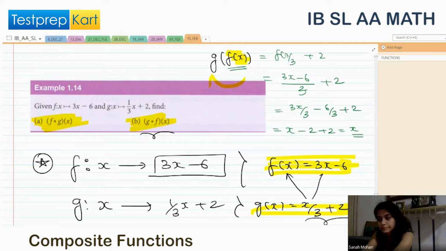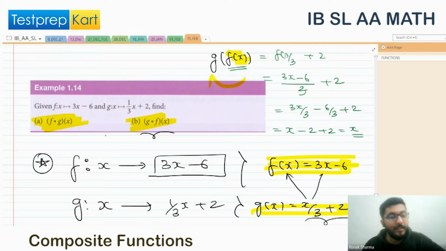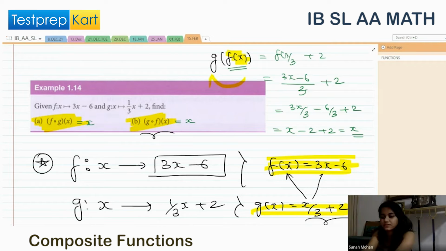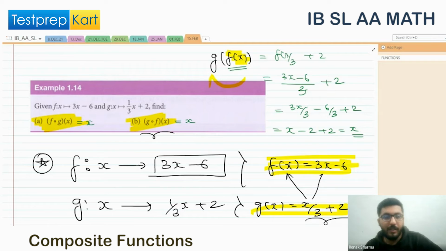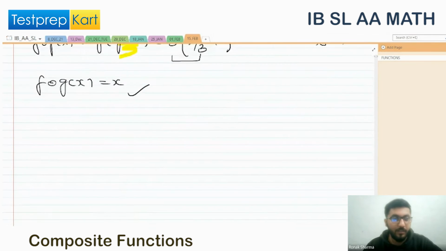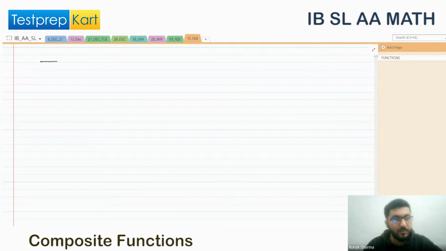Now, did you notice one very interesting thing? This also came out to be x and this also came out to be x. This was not the case in the previous examples. If one had come out as x, let's say f of g was x, but g of f was something else. But here both the things are coming out to be x. So this is nothing but a very special kind of function, what we call the inverse function.